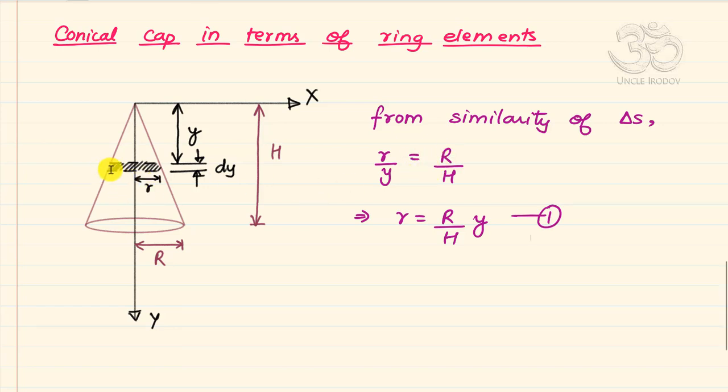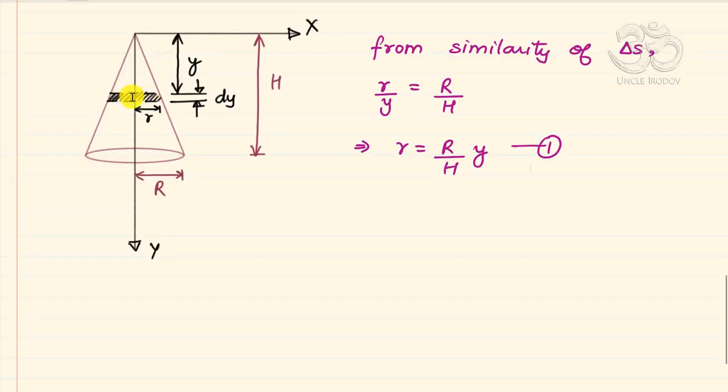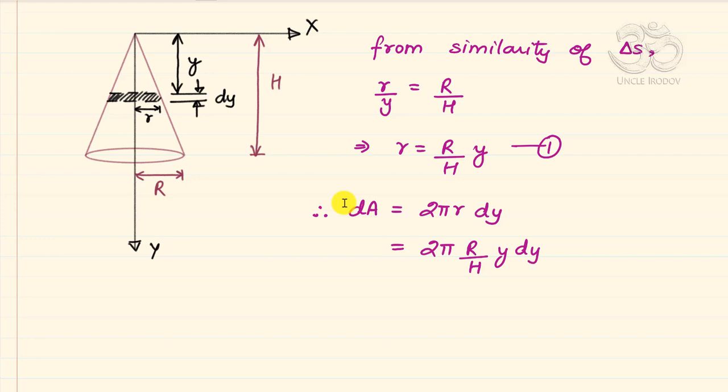Now, how do we find out the surface area of a ring element like this? For a ring element like this, when you try to find out the surface area, you take the total circumference and multiply it by its height. So therefore, the small area dA for this element will be 2 pi into small r into dy. That's the height. And this is going to give you 2 pi times R by H y dy. Right, so this is the small area element that you are going to get.